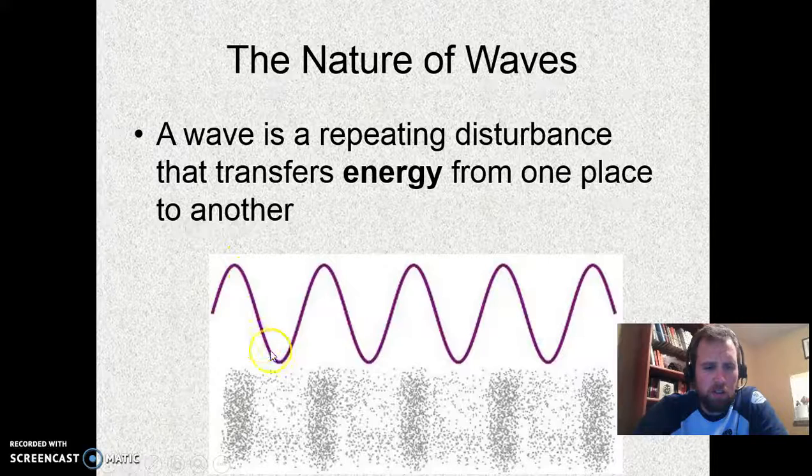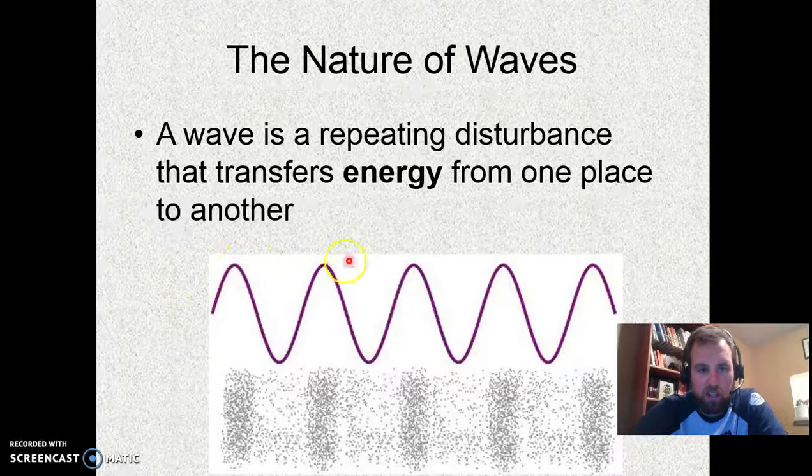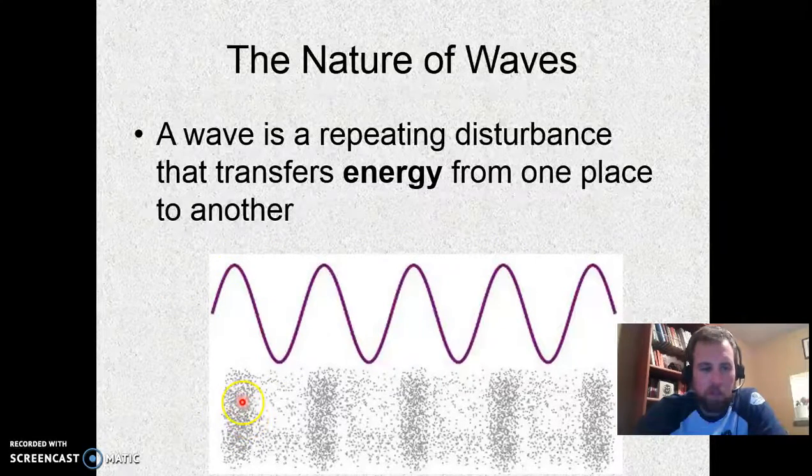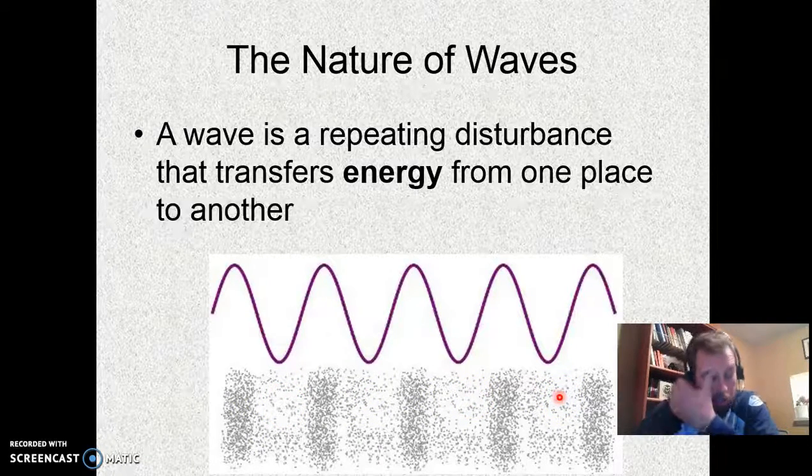So two pictures of waves here. You can see this purple line here represents a wave that you guys probably have seen before, where it goes up and it goes back down and up and back down. This is carrying energy from left to right. The picture below also shows a wave. You can see the concentrated dots here and here, here, here, and here. And then in between, you can see they're not very concentrated. Here, here, here, and here. This also represents a wave that is transferring energy.